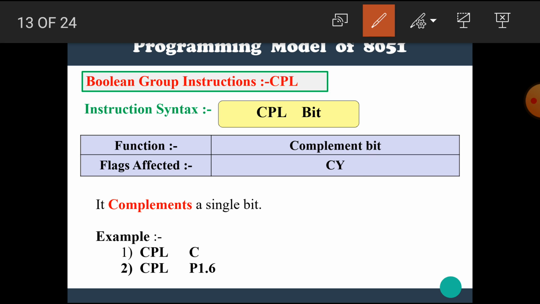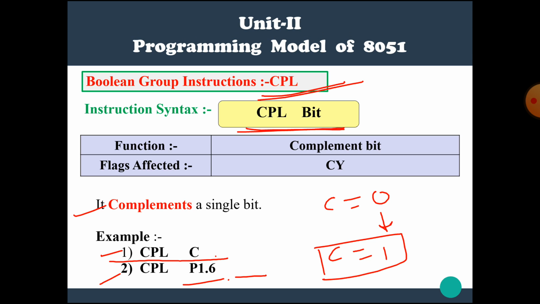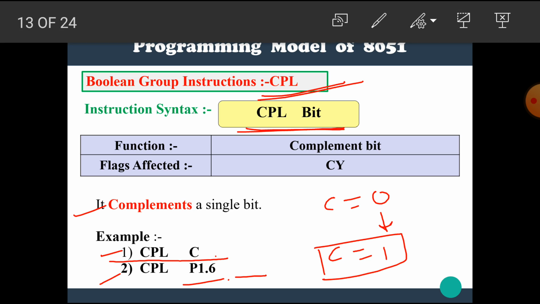The next instruction is CPL. CPL stands for complement. Its syntax is CPL bit. It complements a single bit. For example, CPL C: if the carry flag has the value 0, then after this instruction its complement is C equal to 1. The next instruction is CPL P1.6. After execution of this instruction, the P1.6 bit gets complemented. Whatever its value is, if it is 0, it is complemented to 1. If it is 1, it is complemented to 0.